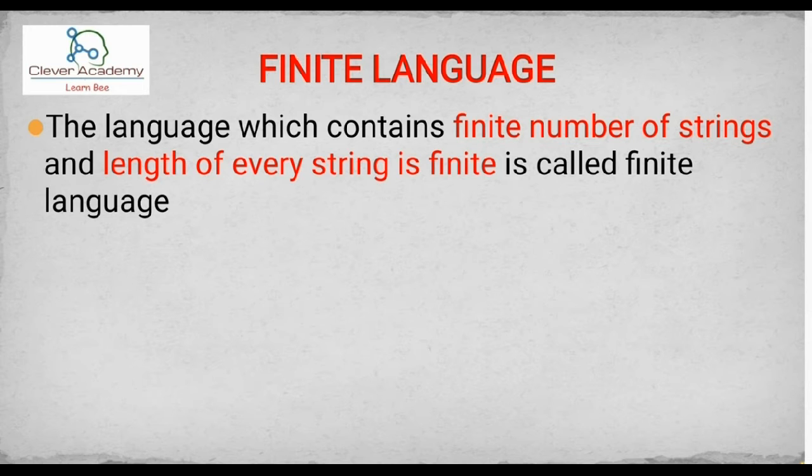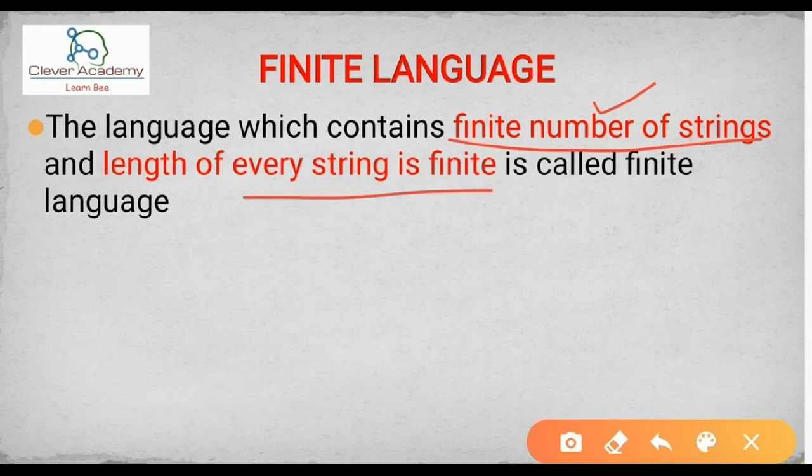You can see the definition of a finite language: the language which contains a finite number of strings. There are two important things here. First, the language contains a finite number of strings. Second, the length of every string is finite. A language satisfying these two conditions is called a finite language, which means you can count the number of strings, and the length of each string is also finite.